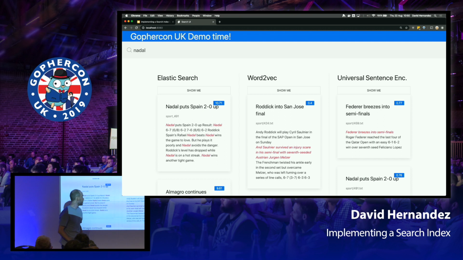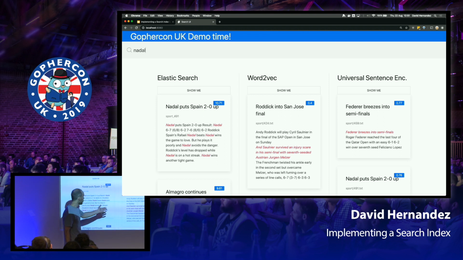So it's a search for Rafael Nadal, that is a tennis player. Probably, yeah, Rafael Nadal is a good example. So I have a good keyword. Elasticsearch is pretty good at matching keywords. So I got these results first. And it's pretty good because these are the results that I'm looking for.